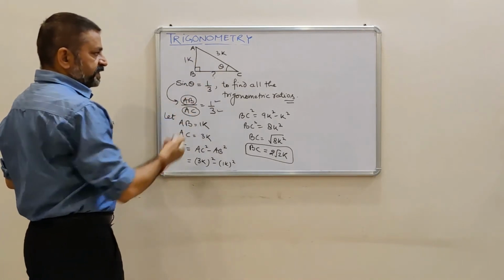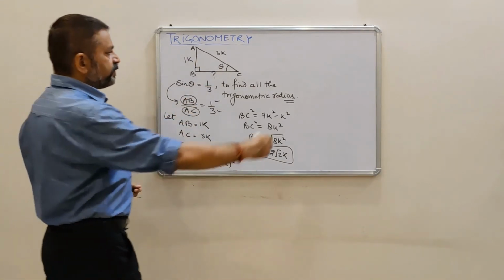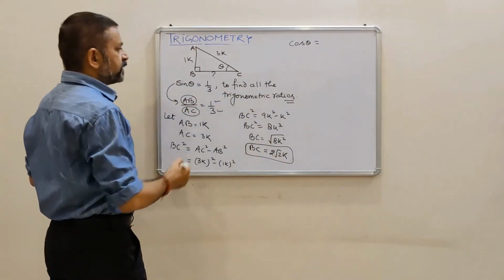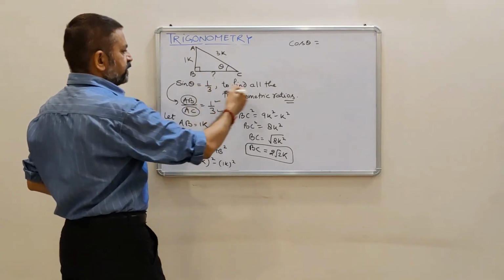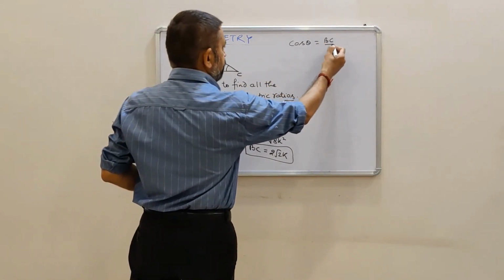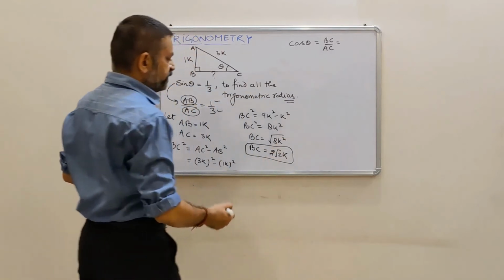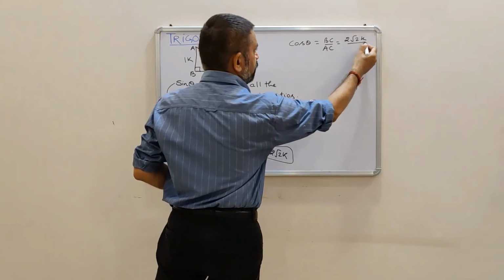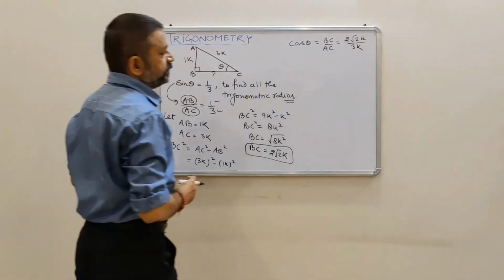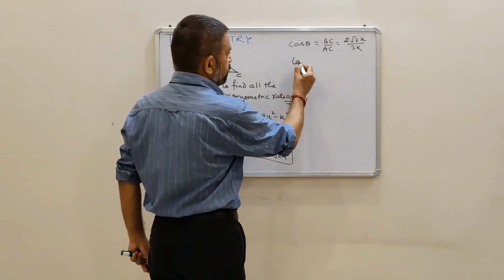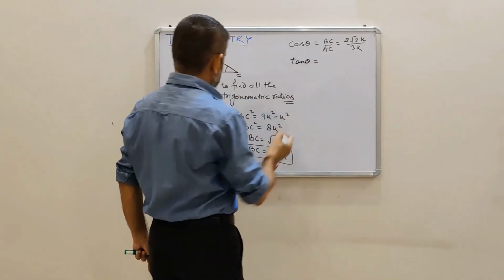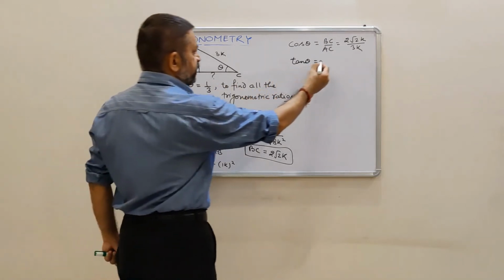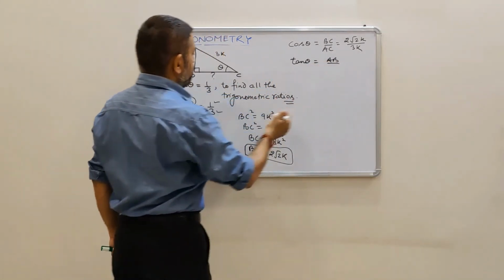So now we have all three sides of the triangle, so we can find all the trigonometric ratios. I am calculating them one by one. What is cos theta? Cos theta is adjacent upon hypotenuse, so it is BC upon AC. What is BC? BC is 2 root 2K upon 3K. Next is tan theta. What is tan theta? Opposite upon adjacent, that is AB upon BC.